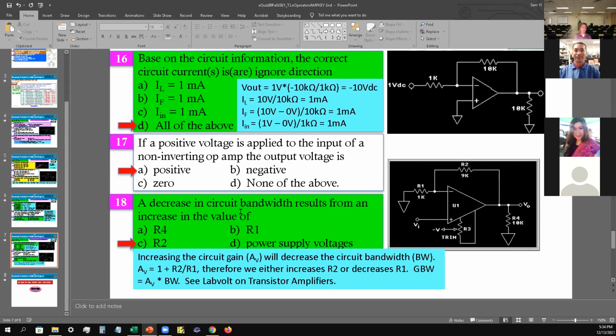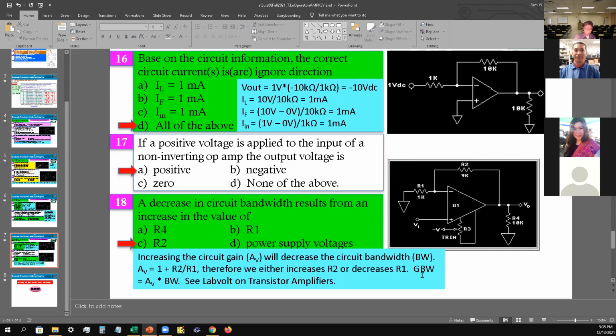Number 18, a decrease in circuit bandwidth results from an increase in the value of... Okay, if you have a decrease in bandwidth, then you have an increase in your gain. So how do we increase our gain? In order to increase our gain, we have to increase R2. So increasing the value of R2, right here. So the answer is C, as in cat, for number 18.